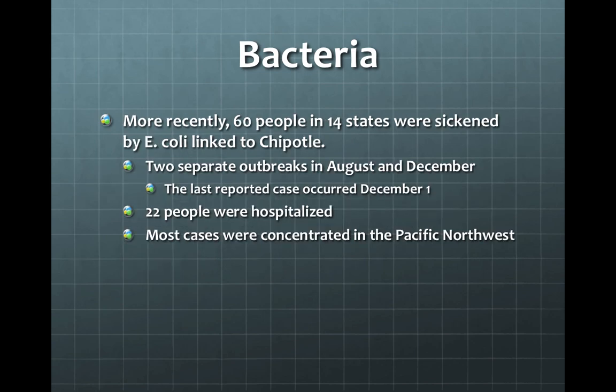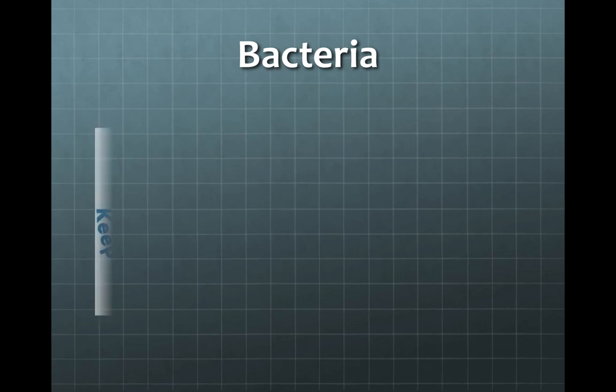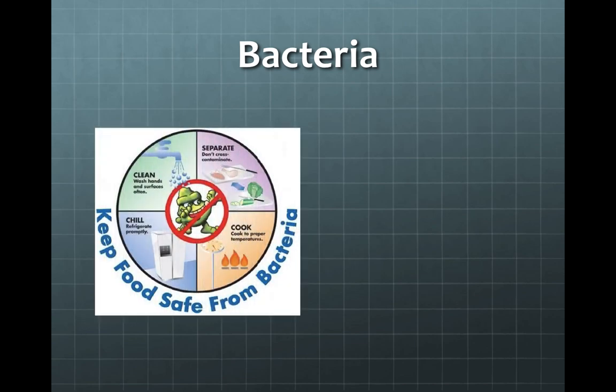More recently, 60 people in 14 states were sickened by E. coli due to Chipotle, in 2 separate outbreaks in August and December. This was a couple years ago. The last one was reported on December 1, and I think this was 3 years ago. Most people were hospitalized, and most cases were concentrated in the Pacific Northwest. But since this was written, we've had Chipotle happen again. We've had the romaine lettuce thing, and I think there was another lettuce one recently. So this happens a lot. And then Blue Bell ice cream.